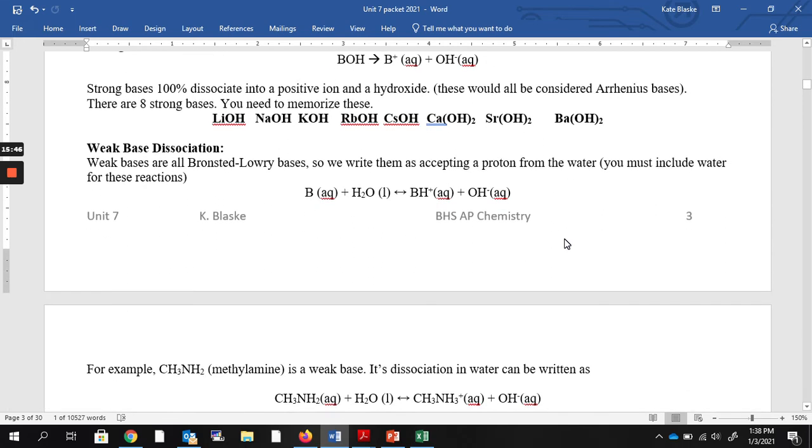Weak bases work out the same way. Now, when we talk about bases, we have to have water in that equation for the weak bases because we need a source of protons for that base to be able to accept a proton. So here I've got my base. Here I've got my water. My base is accepting a proton from the water. If that water is acting as an acid and donating away its proton, the conjugate base is then hydroxide.